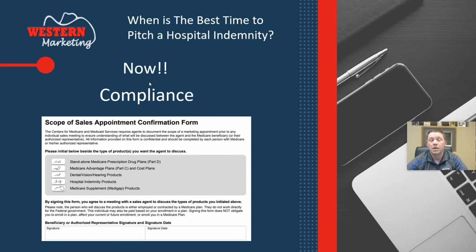So right now. Now, that being said, you've got to make sure that you're compliant. If you're talking to somebody with a Medicare Advantage plan, we need to make sure that we get that scope of appointment form signed and that we're checking the box that says hospital indemnity or health-related products, so that we're compliant and we can pitch those products and bring them up to them at the point of sale. If you have any questions on that, we can help you out, but it's a pretty simple process to fill out that scope of appointment form, which can also be done on our quoting tool as well.